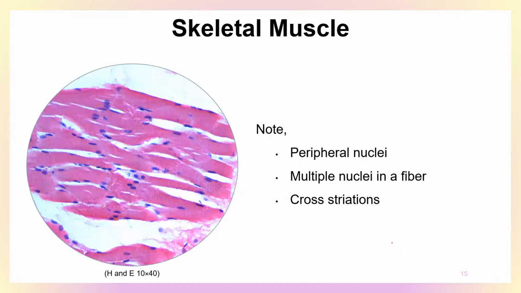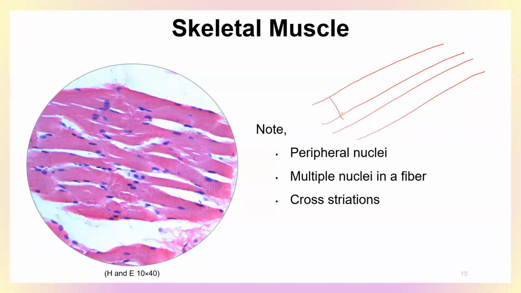Okay, so if you take a section of the skeletal muscle, this is an H&E section, high power view, 10 to the power 40. You can see the features of the skeletal muscle, right? The skeletal muscle fiber is cylindrical. It might appear as if this is branched, but it's not. So you get a cylindrical muscle fiber like this, not branched.